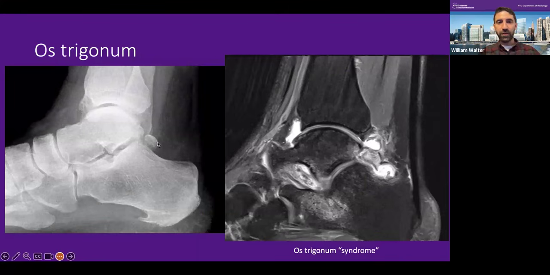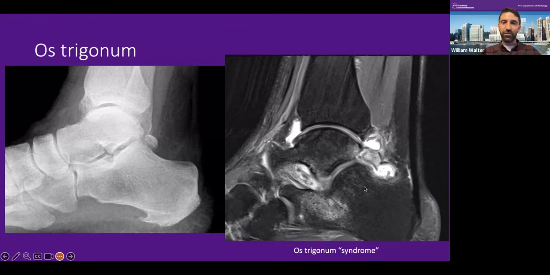Here's an os trigonum. This is an ossicle posterior to the talus at the level of the posterior subtalar joint. It's an independent ossicle when it's not fused to the underlying talus. It can be fused to the underlying talus, in which case it's known as a Stieda process. In either case, the os trigonum or a Stieda process, it can be a cause for posterior ankle impingement, but this is also a very common ossicle, and it is most often asymptomatic.